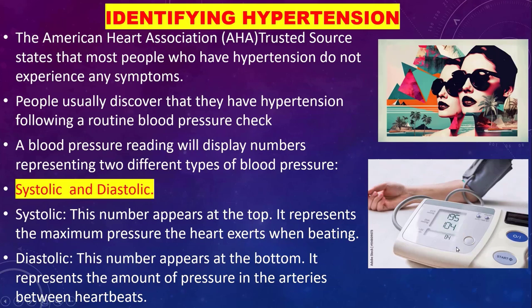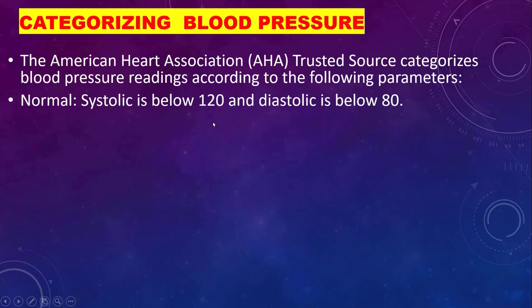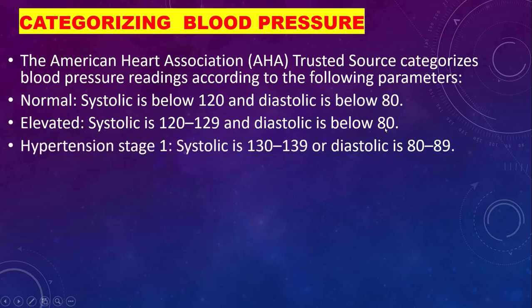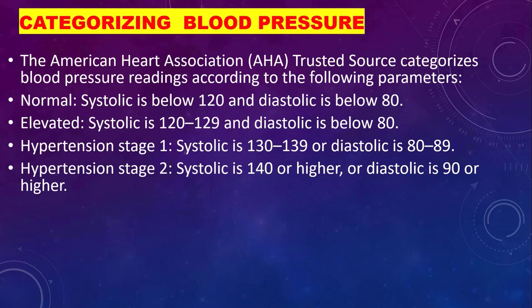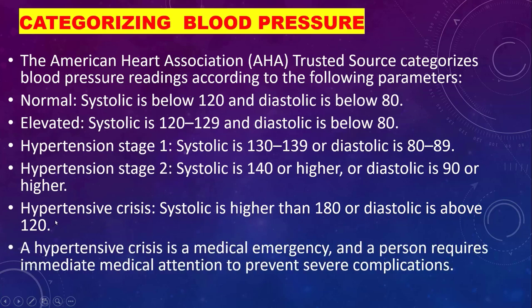Categorizing blood pressure. The American Heart Association trusted source categorized blood pressure readings according to the following parameters. Normal: systolic is below 120 and diastolic is below 80. Elevated: systolic is 120 to 129 and diastolic is below 80. Hypertensive stage 1: systolic is 130 to 139 or diastolic is 80 to 89. Hypertensive stage 2: systolic blood pressure is 140 or higher or diastolic is 90 or higher. Hypertensive crisis: systolic is higher than 180 millimeters of mercury or diastolic is above 120 millimeters of mercury. A hypertensive crisis is a medical emergency and a person requires immediate medical attention to prevent severe complications.